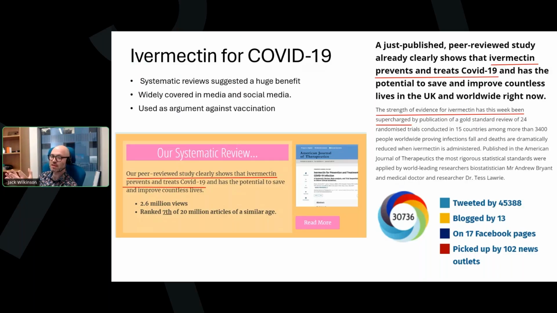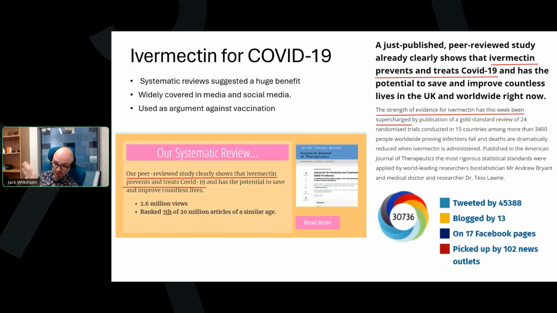And unsurprisingly, this was very widely covered in the media and on social media as well. And actually it was used by sort of anti-vaxxer groups to sort of say, look, we don't need vaccination, all right? We've got this miracle treatment. If you get COVID, you can take ivermectin, it will save your life, okay? And I put some of the claims that appeared on the screen here. Strength of evidence for ivermectin has this week been supercharged. The evidence clearly shows that ivermectin prevents and treats COVID, etc.